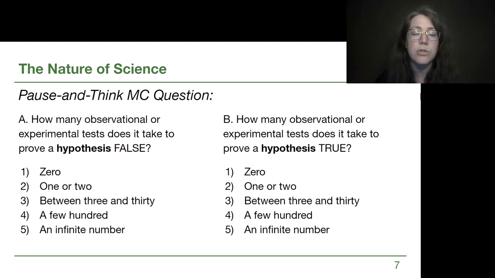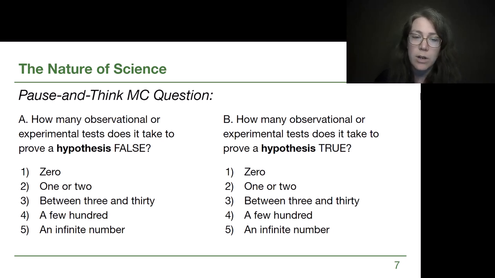Now, here is the true nature of science that I really want us to record in our notes and to think about and to keep in mind all semester. We cannot prove a scientific hypothesis 100% true, and we shouldn't be trying to do that in science. There always has to be this possibility that everything that we've seen so far isn't the full picture. So the correct answer for question B on this slide is option five, an infinite number of tests.